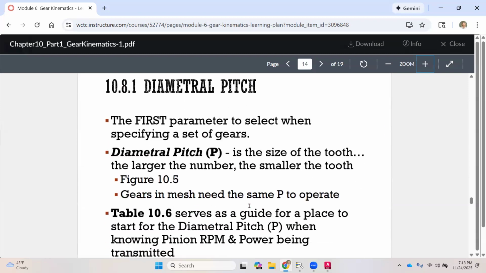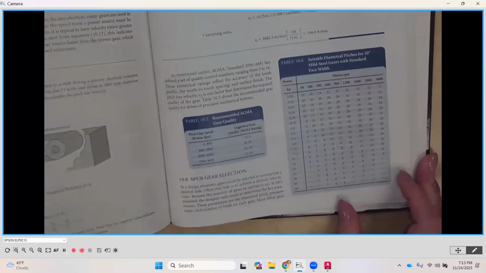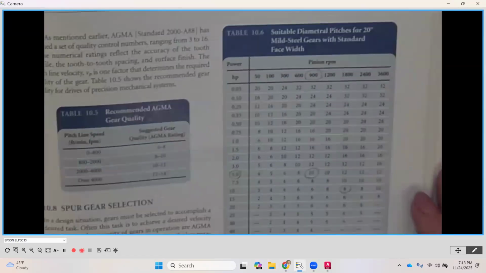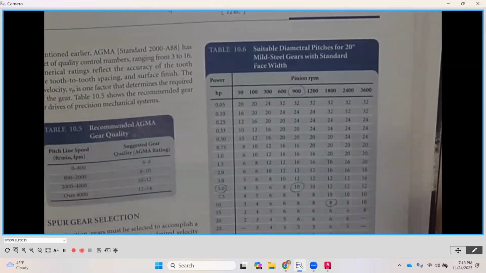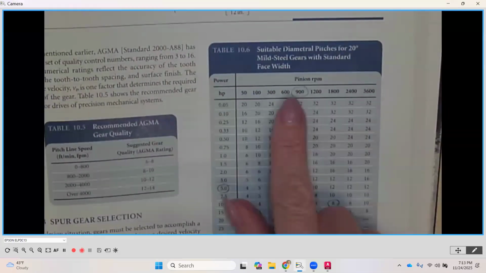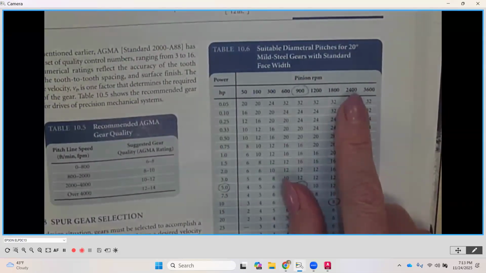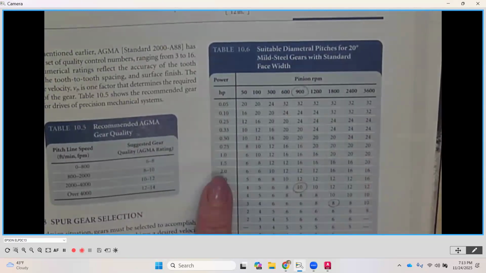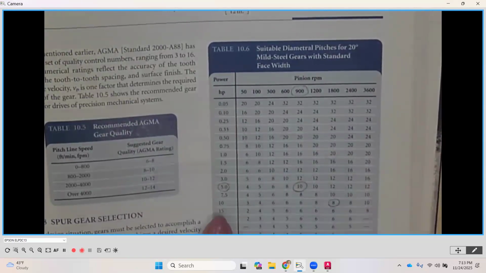Now, as we look at diametral pitch, as we know, is the size of the tooth. It's always going to be the first parameter that we select, and it's going to be based on 2 variables. Those 2 variables are here in table 10.6 on page 275. We are going to base the diametral pitch on the pinion RPM, the faster of the 2 gears in mesh, and the amount of horsepower that we're going to be pushing through that set.